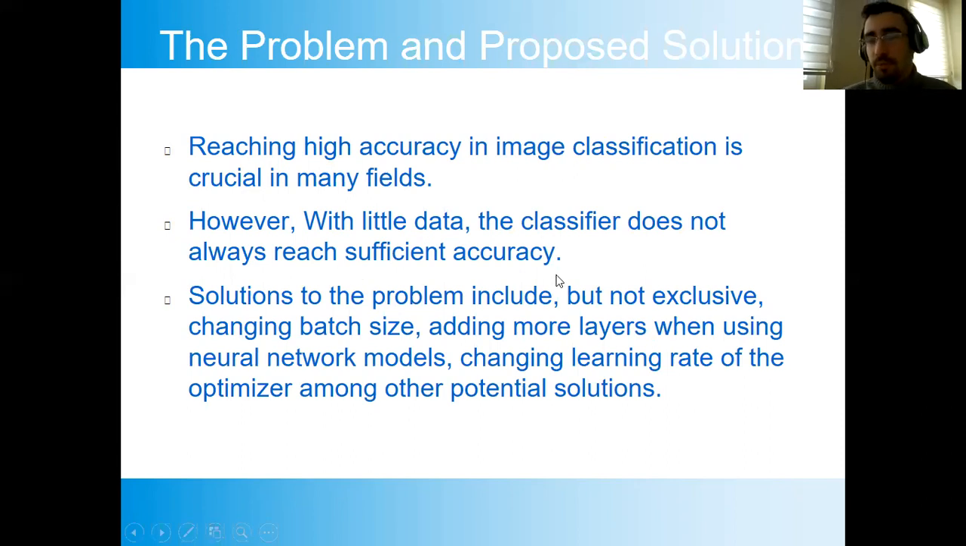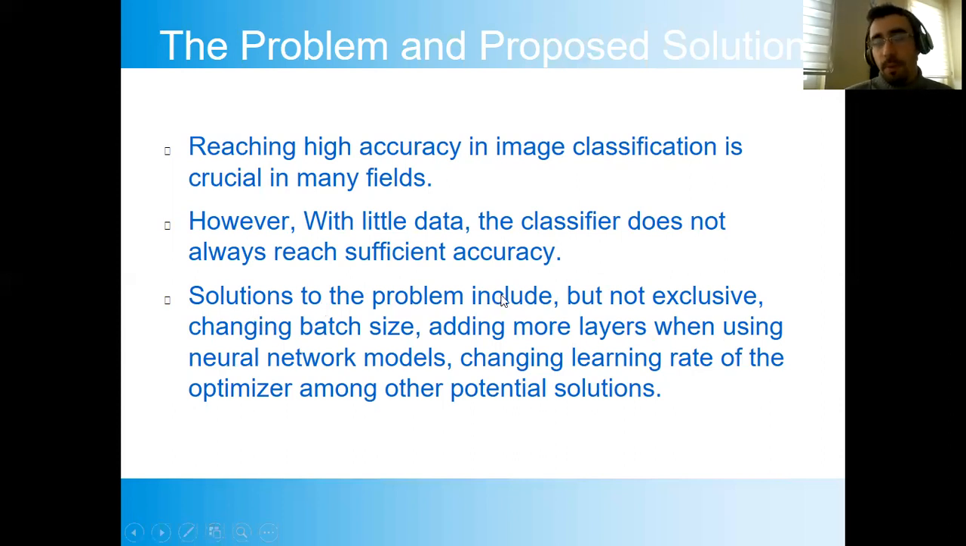Now, the data I'm going to be presenting today is the popular CIFAR 100 data. It includes 60,000 images. We can say we have relatively little data compared to the number of classifiers, the number of outputs, or number of classes that we have. I'm going to get to that later, right? So we have a problem with little data sometimes. If we have little data, then it's difficult to reach high accuracy.